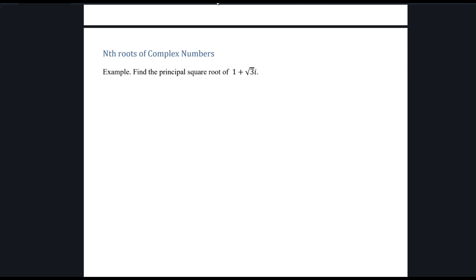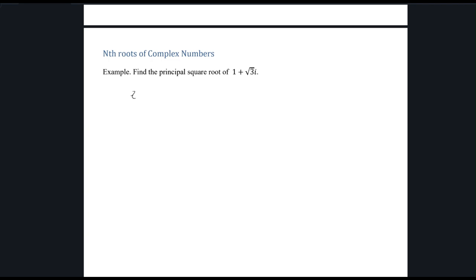I'm making a guest appearance because I can't seem to find Greta's video for doing the nth roots of complex numbers. So I'm going to break this into two videos. This first one, we're going to look at our first example, finding the principal square root of 1 plus the square root of 3i. And I'm just going to break this down step by step for you.